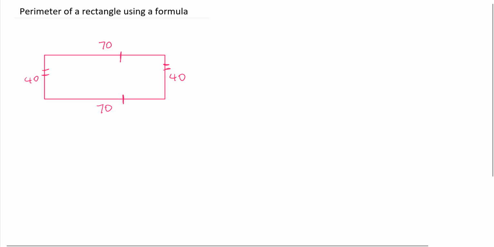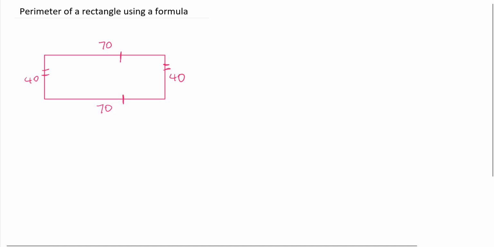If these sides were different measurements, so this one was 45, this would no longer be a rectangle. All right, so the opposite sides have to be the same length for it to be a rectangle. So let's have a look at the perimeter.